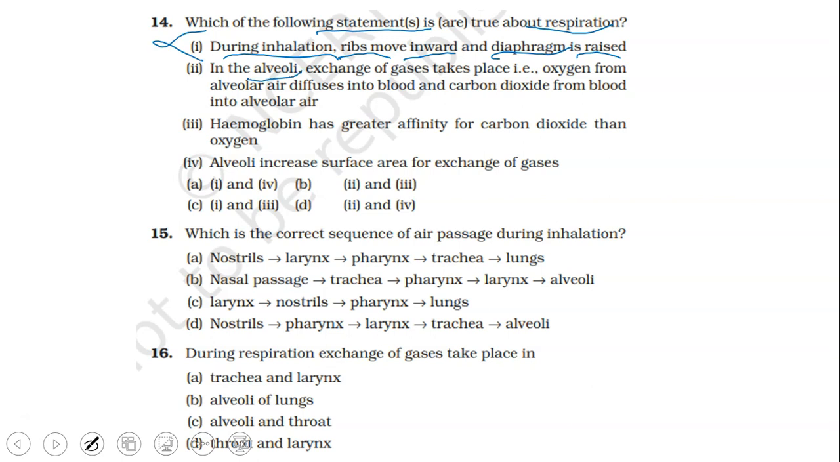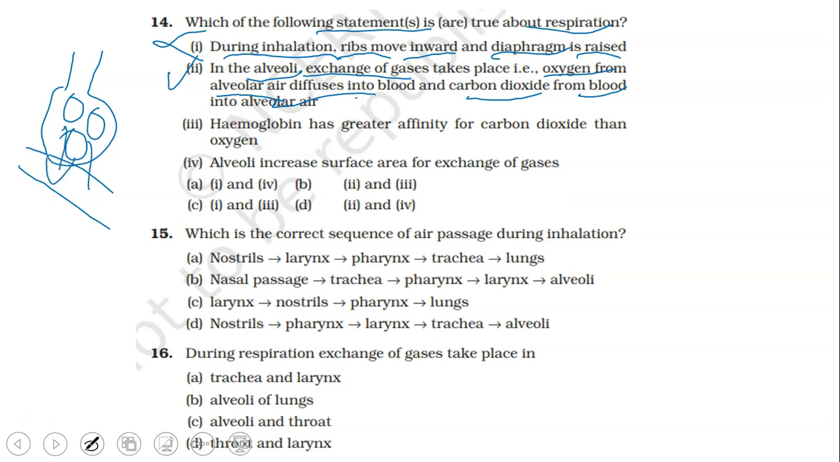Second option: in the alveoli, exchange of gases takes place. That is, oxygen from the alveolar air diffusing into the blood and carbon dioxide from the blood. Yes, this is true. So if I were to explain this diagrammatically, suppose this is the alveoli. So from the alveoli, the oxygen diffuses into the blood, and then from the blood, the carbon dioxide diffuses back.